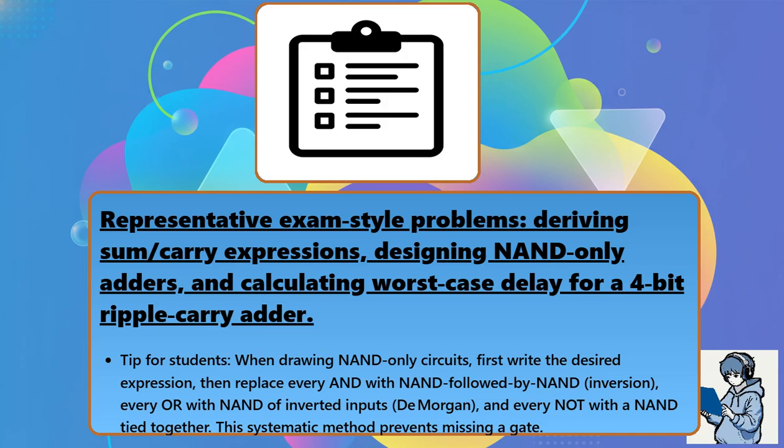Tip for students: when drawing NAND-only circuits, first write the desired expression, then replace every AND with a NAND followed by a NAND, which provides inversion, every OR with a NAND of inverted inputs according to De Morgan, and every NOT with a NAND with its inputs tied together. This systematic method prevents missing a gate.